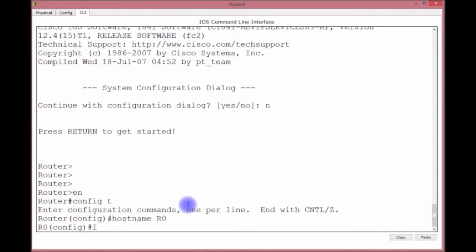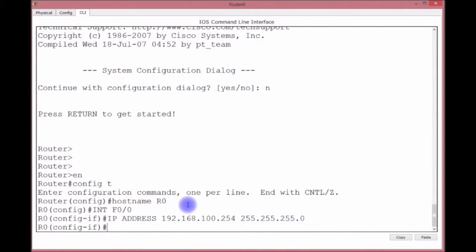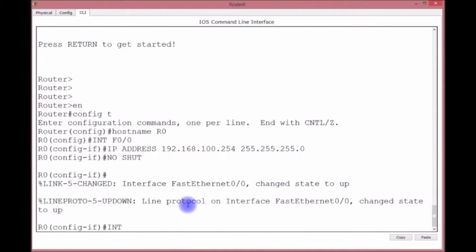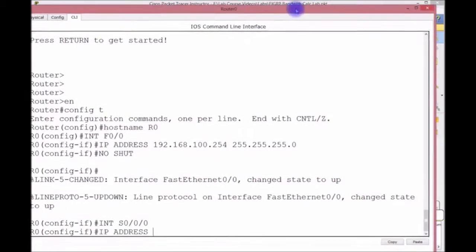Let's go straight into the interfaces. Interface F0/0, enter. IP address 192.168.100.254, 255.255.255.0, and we say no shut. Then we have interface S0/0/0, enter. IP address. Now I want to make sure I got the right IP addressing scheme. It's 10.1.1.1. Okay, perfect.